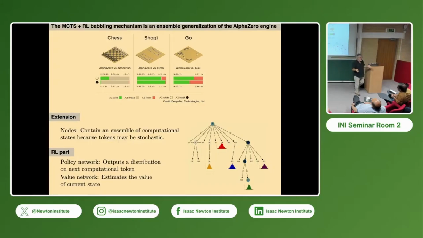So for instance, if you're solving an optimization problem, you may be using simulated annealing and the result is stochastic, or you may be initializing your optimization problem at random. So some of these actions are going to be stochastic. Now, for the RL part, the policy network is going to output a distribution on the next computational token, and the value network is going to estimate the value of the current computational state. Okay.